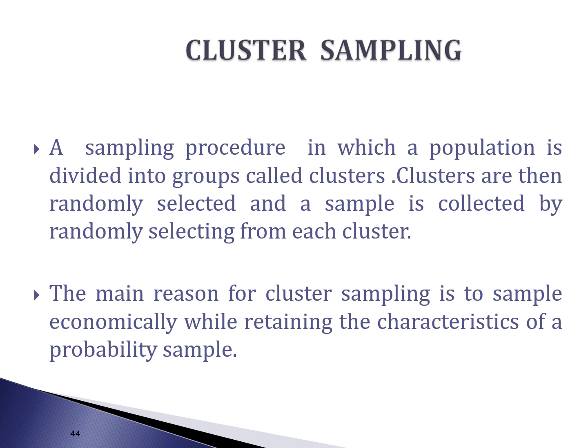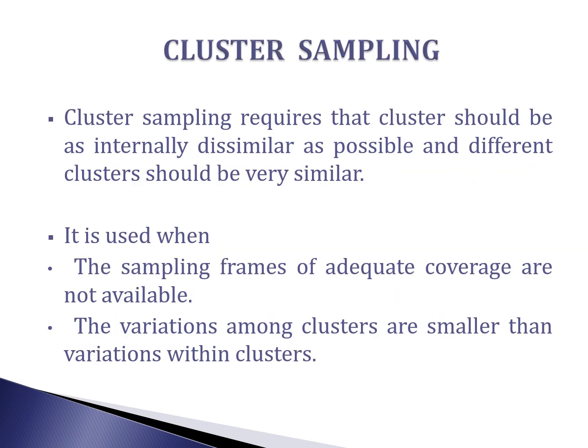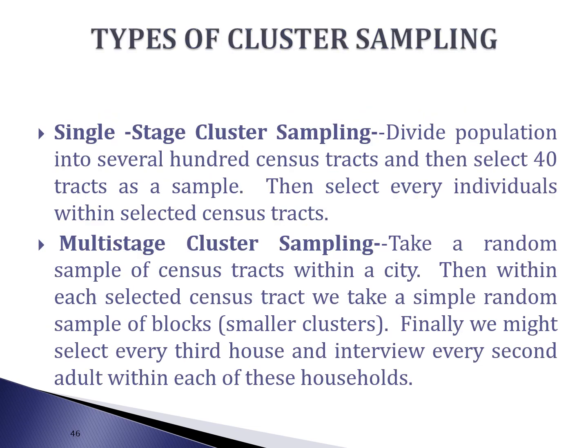Cluster sampling is a sampling procedure in which a population is divided into groups called clusters. Clusters are then randomly selected and a sample is collected by randomly selecting from each cluster. Cluster sampling requires that clusters should be as internally dissimilar as possible and different clusters should be very similar. There are two types of cluster sampling: single-stage cluster sampling and multi-stage cluster sampling.